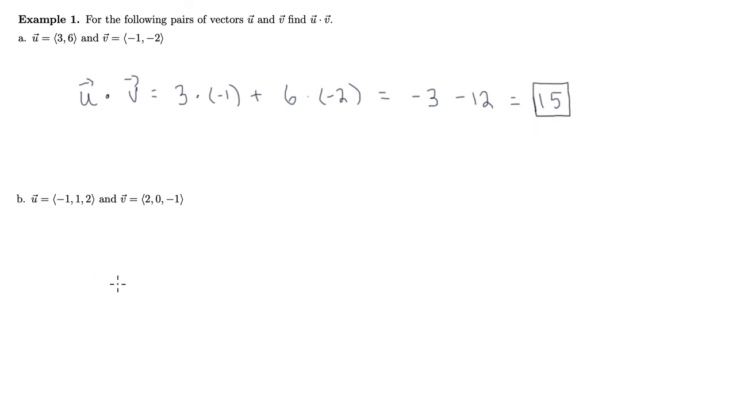Okay, and then down here, same thing. If we have 3 components, we're just going to have 3 terms that we're going to have to add together. So u dot v is just going to be negative 1 times 2 plus 1 times 0 plus 2 times negative 1. This is going to be negative 2 plus 0 plus negative 2, so negative 4.